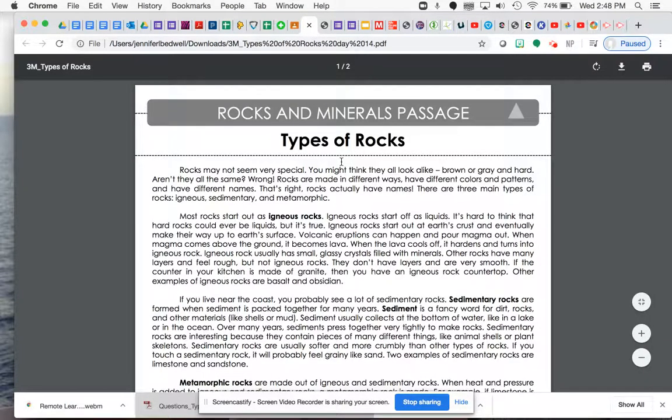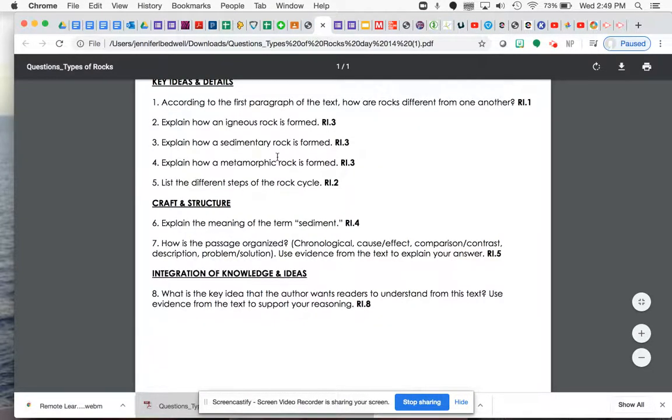All right, rocks and minerals passage, types of rocks. Rocks may not seem very special. You might think they all look alike, brown or gray and hard. Aren't they all the same? Wrong. Rocks are made in different ways, have different colors and patterns, and have different names. That's right. Rocks actually have names. There are three main types of rocks: igneous, sedimentary, and metamorphic. Guys, if you need to, you can even use some of this paragraph to answer number one.